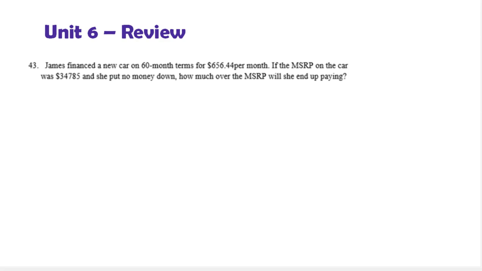Okay. So we have a word problem. We'll do the calculations for these on the calculator, but we need to figure out what steps we need to do from the problem. So James financed a new car on 60-month terms for $656.44 per month. If the MSRP, so that means manufacturer's suggested retail price, so that's what the manufacturer says you should sell the car for, on the car was $34,785, and he put no money down, how much over the MSRP will he end up paying?